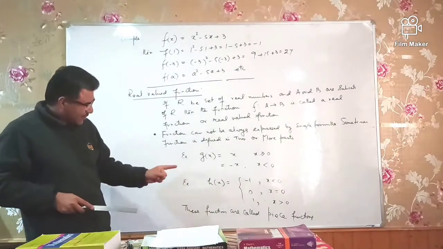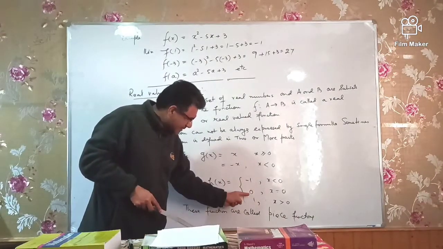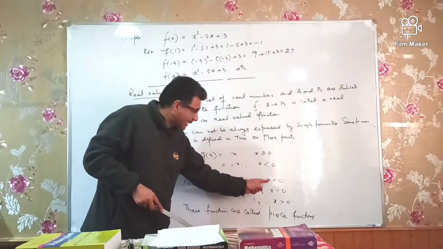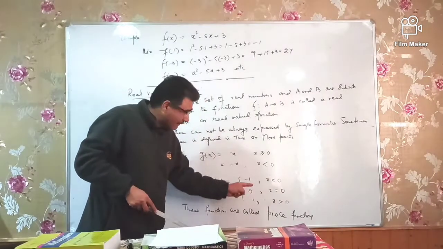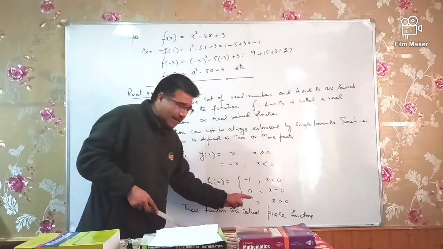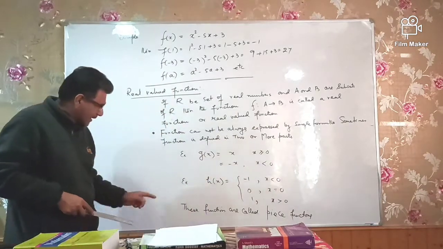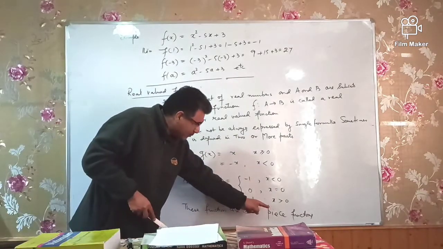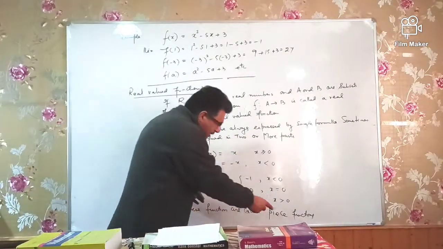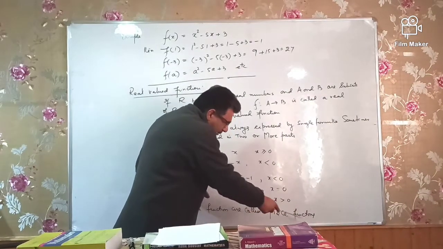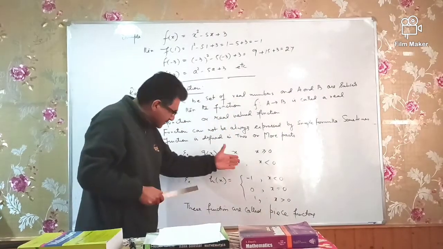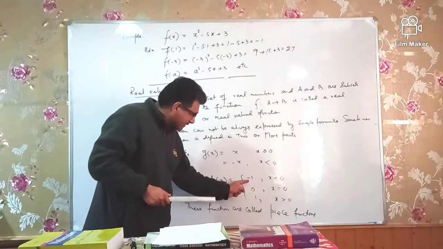Now we take another function h(x) is -1, 0 and 1. -1 कब है? When x is less than 0. 0 कब है? When x is equal to 0. 1 कब है? When x is greater than 0. Right? These functions are called piecewise functions. कुछ authors लिखते हैं, इनको उन्होंने नाम दिया है piecewise functions. Piecewise functions, right?